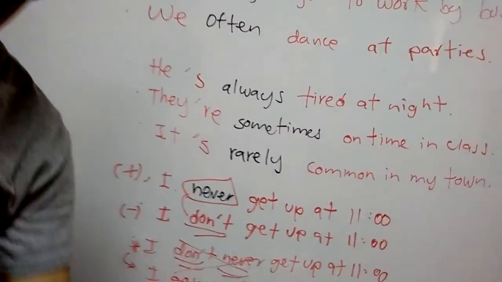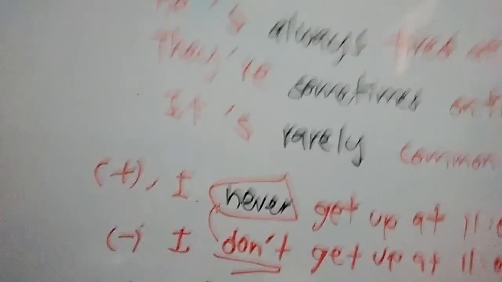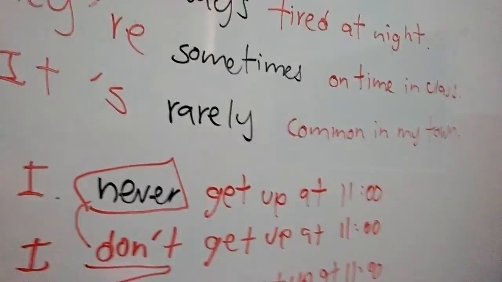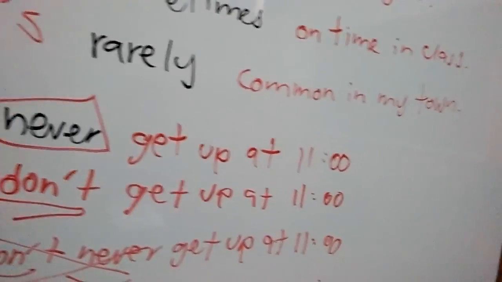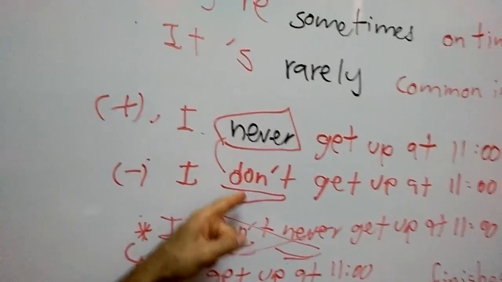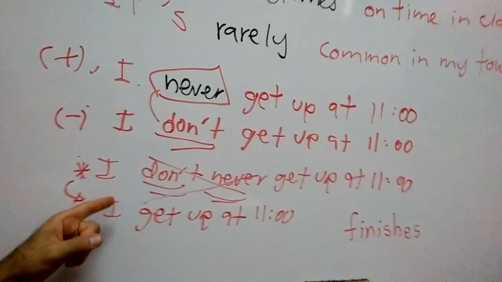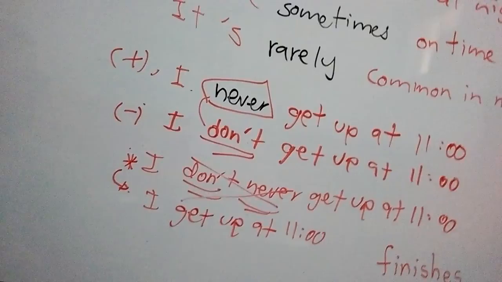When we have this kind of frequency adverb, never, the explanation is like this. In affirmative, never has to be written in an affirmative sentence. I never get up at 11. It means that I don't get up at 11. So we can't join never and don't because it's double negation. Okay? If I don't never get up at 11, it means that I get up at 11.